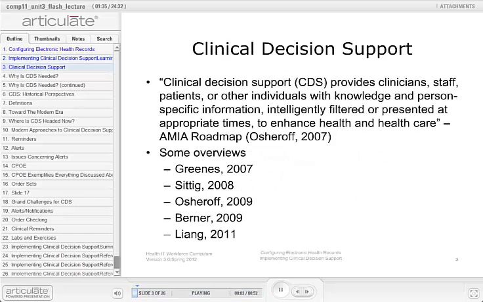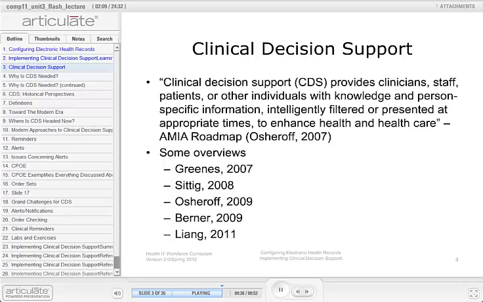What is Clinical Decision Support, or CDS? According to the Roadmap on Clinical Decision Support from the American Medical Informatics Association, or AMIA, clinical decision support provides clinicians, staff, patients, or other individuals with knowledge and person-specific information intelligently filtered or presented at appropriate times to enhance health and healthcare. There are a number of overviews of clinical decision support that are referenced on this slide.